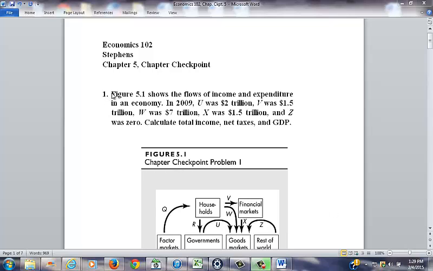Here we go. The first question states the following. Figure 5.1 shows the flows of income and expenditure in an economy. In 2009, U was 2 trillion, V was 1.5 trillion, W was 7 trillion, X was 1.5 trillion, and Z was 0. Calculate total income, net taxes, and GDP.